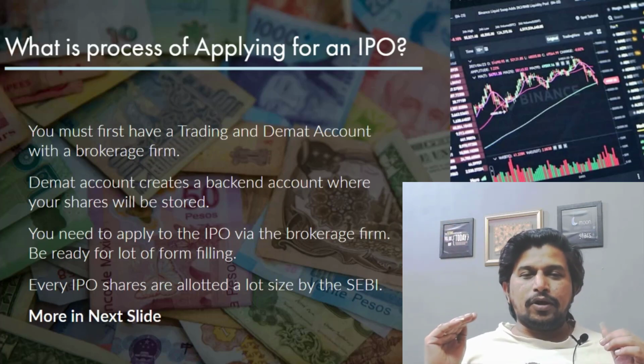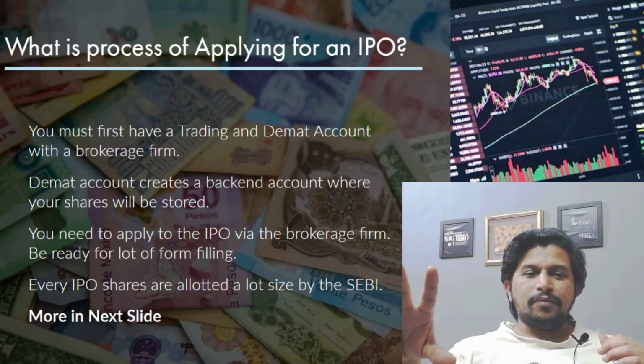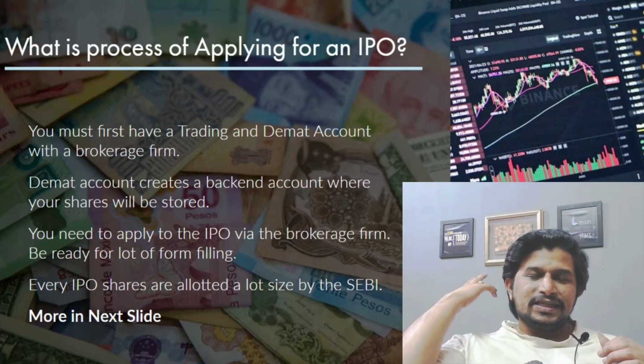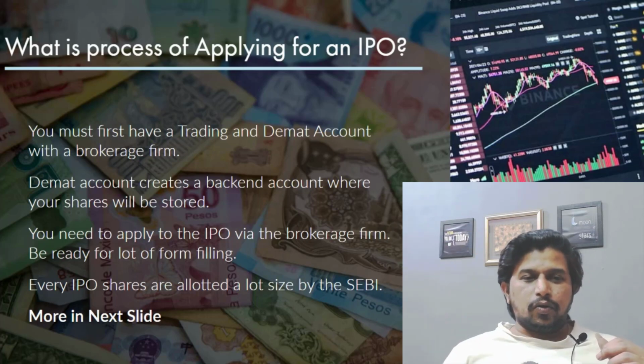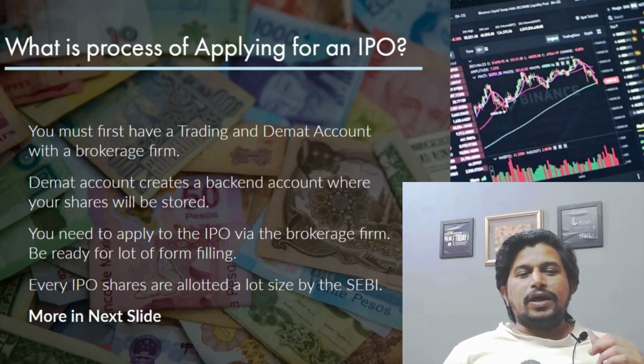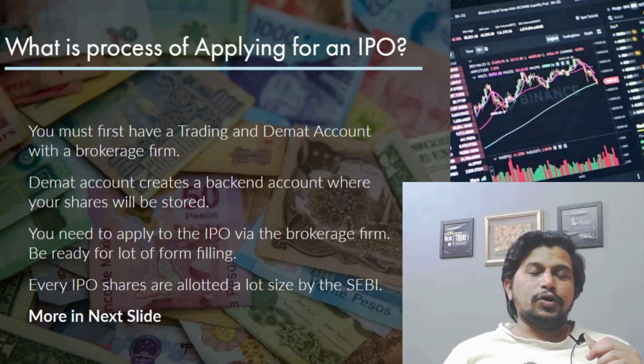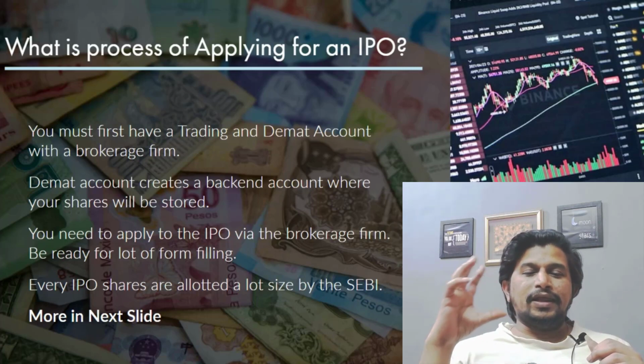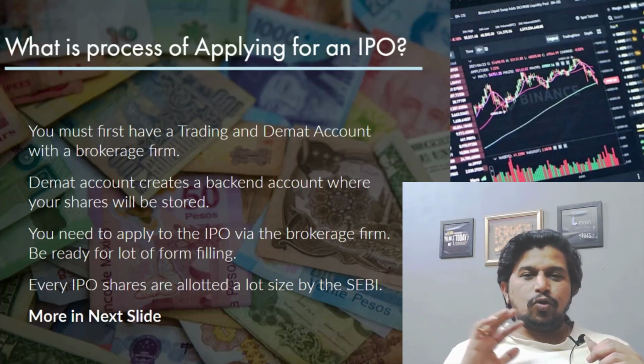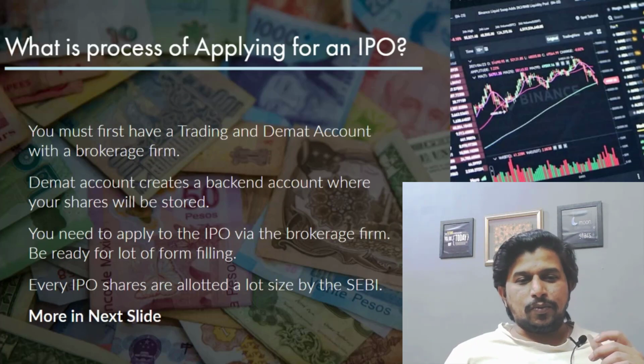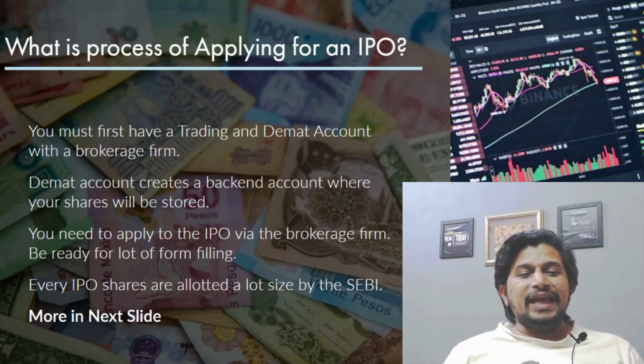If you want to apply for an IPO, you should buy from the trading account and then keep it in the demat account. The demat account creates a back-end account where your shares will be stored, and that is completely digital. There is no physicality of shares now. You would need to apply for an IPO via the brokerage firm, and there is a lot of form filling to be done. Every IPO share is allotted a lot size by SEBI.